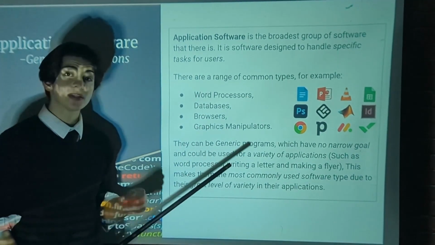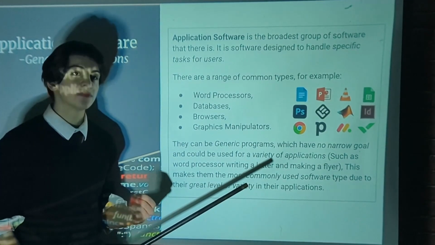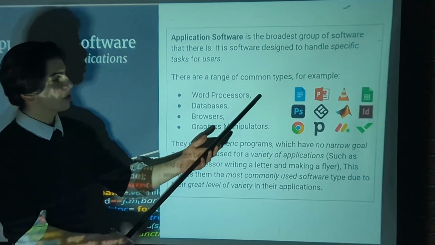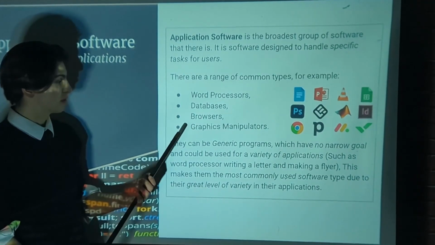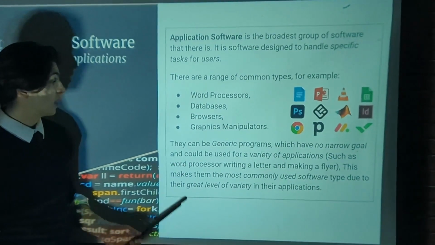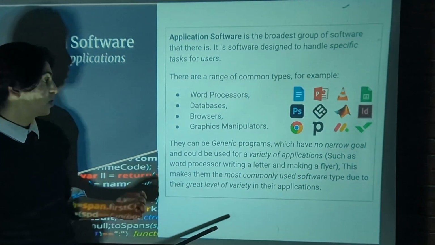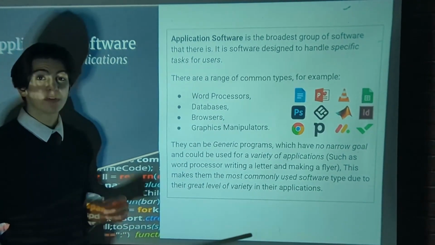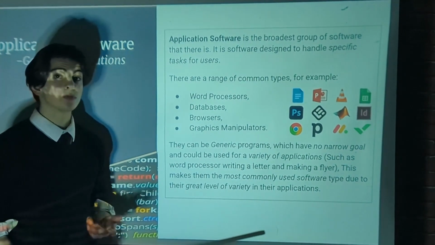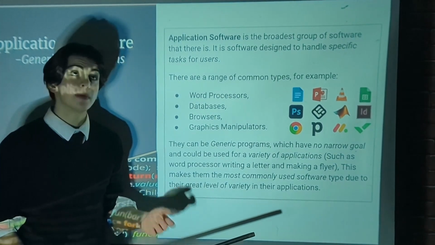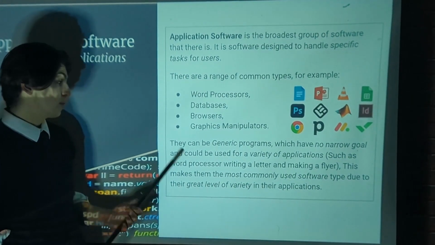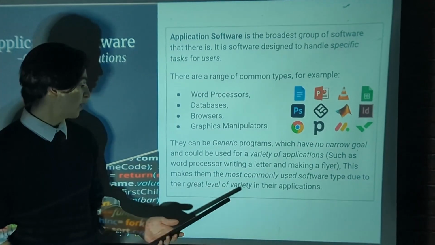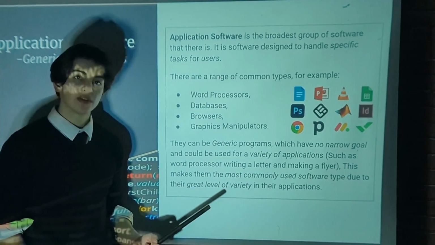Application software is the broadest group of software that there is. It is software that is designed to handle specific tasks for users. There are a range of common types, for example, word processors, databases, browsers, and graphics manipulators. They can be generic programs, which have no narrow goal and could be used in a variety of applications, for example using a word processor to make a poster as well as writing a letter. And this makes them the most commonly used type of software that there is, due to their great level of versatility.